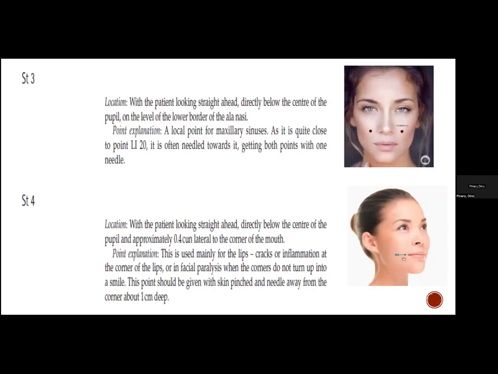Point explanation, this is used mainly for the lips, cracks, or inflammation at the corner of the lips, or in facial paralysis when the corners do not turn up into a smile. This point should be given with skin pinch and needled away from the corner about 2 cm deep. So, ipipinch po yung skin, saka po mandible. Pa-side ng corner ng mouth.